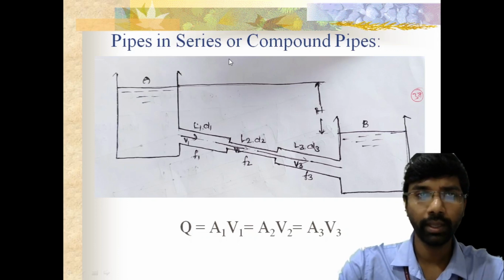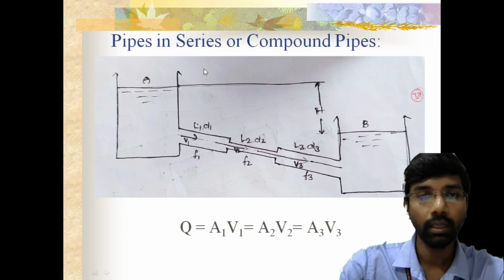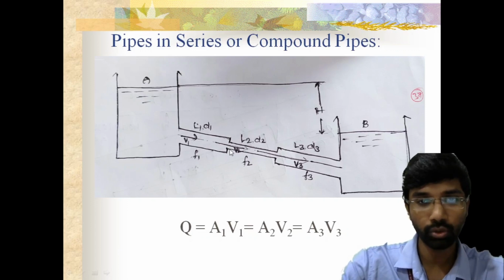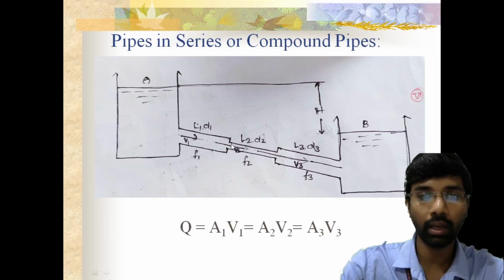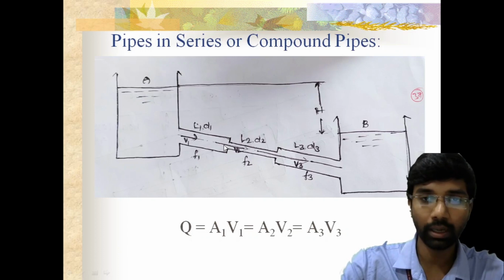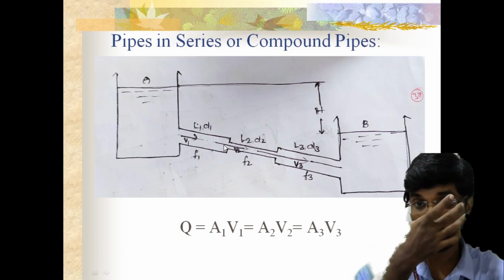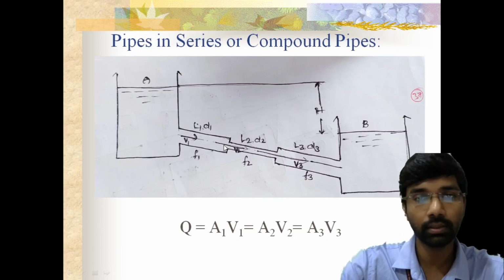Now coming to the next topic, pipes in series or compound pipes. Generally, whenever you consider reservoirs, they can be connected in different ways. They may use a single pipe, like we have shown in the earlier slide, or a series connection of pipes, or a parallel connection of pipes, or a siphon system.